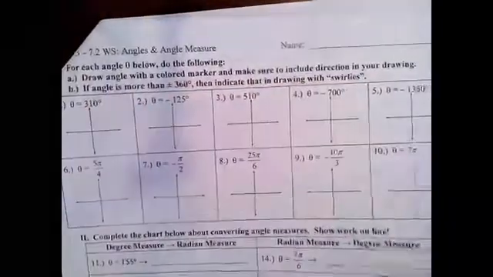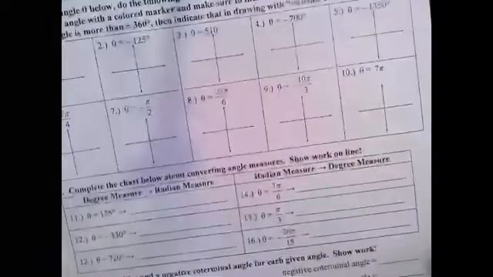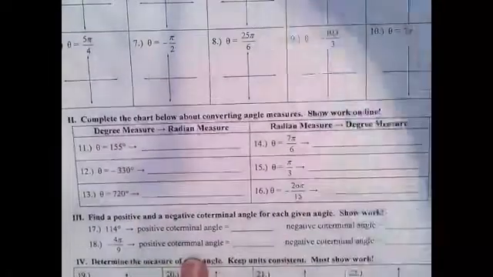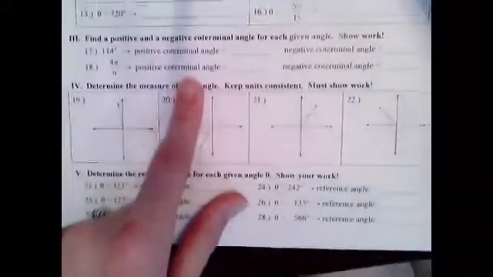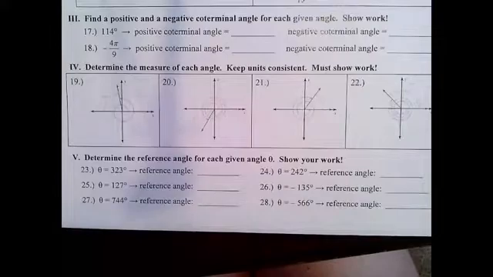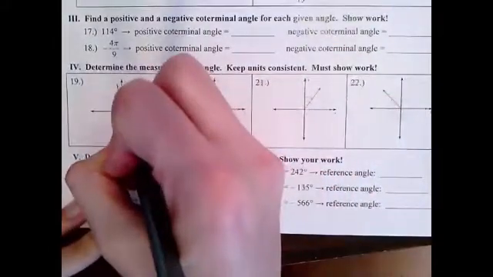So this is very similar to example like 2B and 2C, okay? You're converting, so that's like the front page. You're finding the positive and negative coterminals, that's like the front page, and then you're determining the measure. Now I know this might be hard to see, so hopefully you've stuck with me in the video this long. I'm gonna go ahead and kind of help you out with what this looks like.